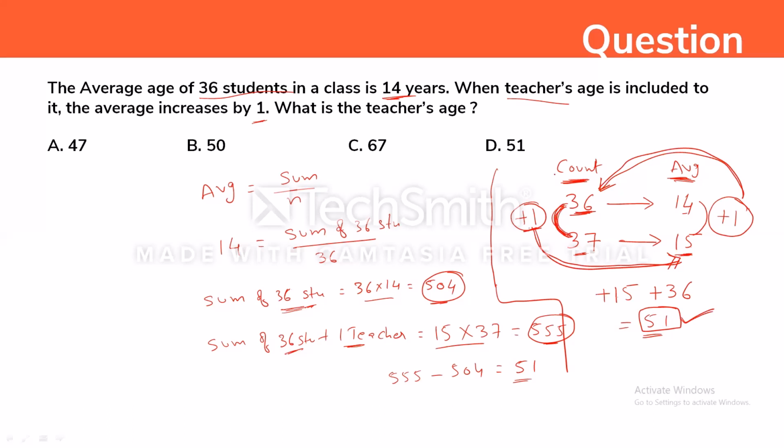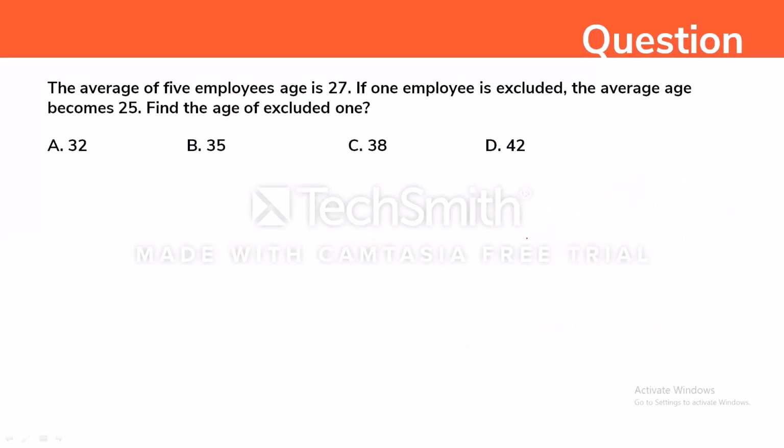Who is adding extra? The teacher. So that's what we need to find: what is the teacher's age? 51. So option D is correct. And I hope you all are clear. Solve the next question. Now we are going to solve all the questions by using the shortcut. I hope you understood the normal approach of multiplying with all the numbers. That will take a lot of time. Here in this shortcut, we are saving a lot of time in competitive exams.